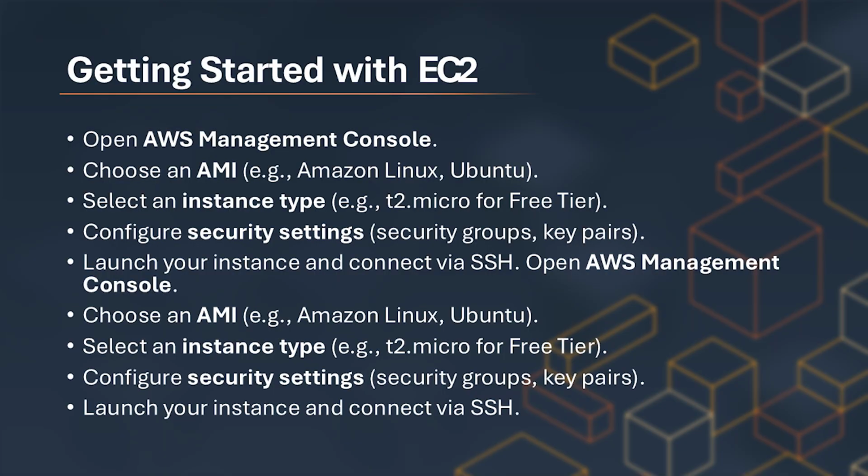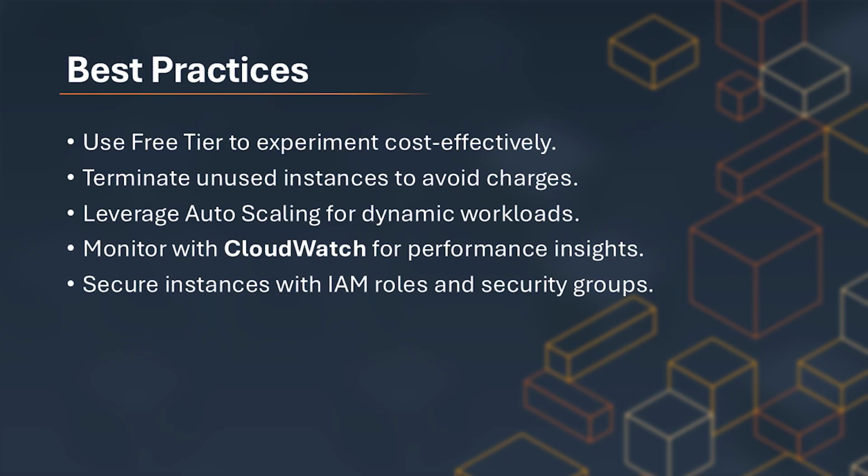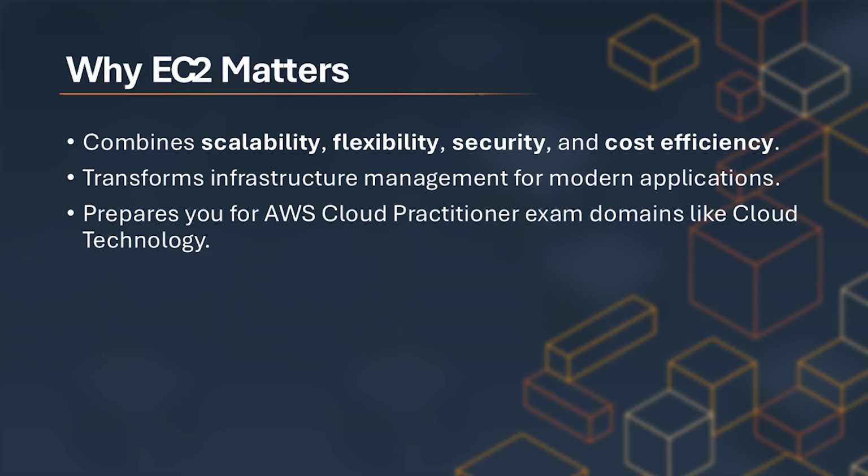To get started, open the AWS Management Console, choose an AMI, select an instance type, configure security settings, and launch your instance. Beginners can leverage the free tier's 750 hours per month of T2 micro instances during the first year. Amazon EC2 transforms how we think about infrastructure by combining on-demand scalability, flexibility, security, and cost efficiency.